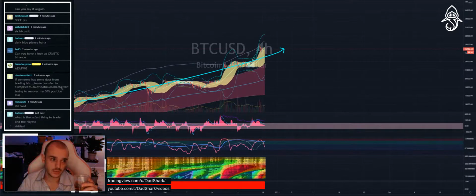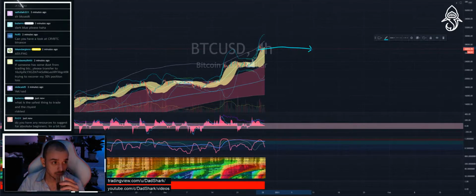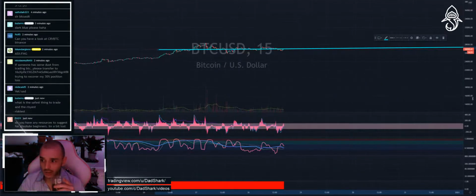Just from looking at this, we've seen one 3.2 standard deviation tag, and it's gone sideways since then. I'm going to guess we're going to go sideways now. Okay, bull flag, that is my guess. Can we define that on the 15-minute chart? I think we can.